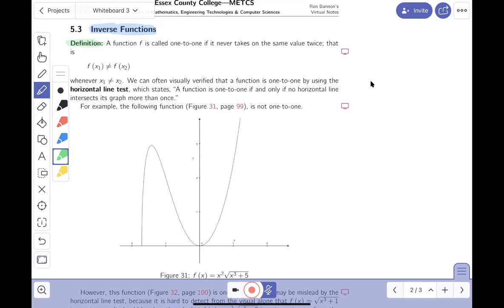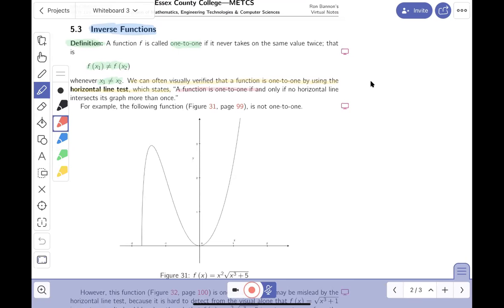And I'm going to read it to you. It says, a function f is called one-to-one if it never takes on the same value twice. That is, whenever x1 is not equal to x2. So someone says, what does that mean? And I've got to go over that with you. It says we can visually verify that a function is one-to-one by using the horizontal line test, which states, let's go through this.